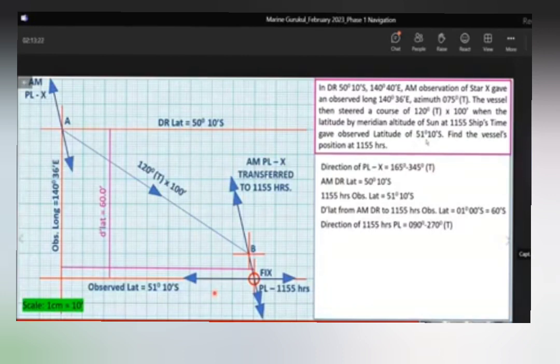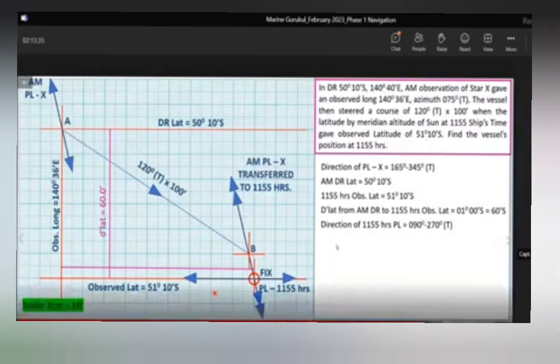Yes. So now, sir, we have received this. It's on the observed lat, and we have departure. So again, same procedure, right? Departure to convert to D long and then final answer. That's right, beta. I'll show you. Correct.